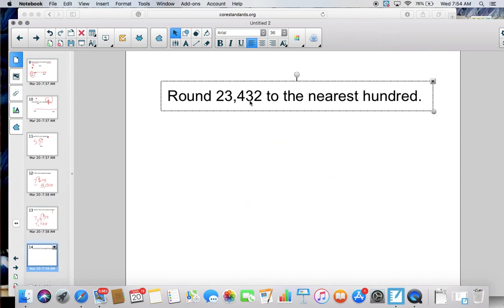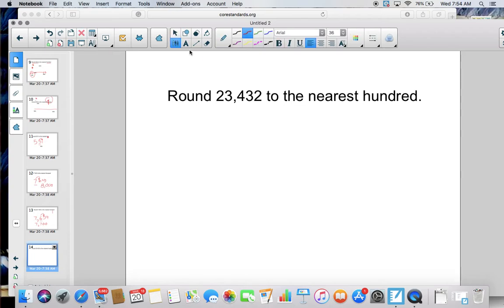Oh, of course, there's more. Round 23,432 to the nearest 100. Click pause, try it on your own. Welcome back. Again, it says 100, so you underline the digit in the hundreds. You look next door, it's a 3. So you're going to keep that 2 in the 10,000s, keep the 3 in the thousands. 4 or less, give it a rest, so you put a 4 here, and everything else becomes a 0.